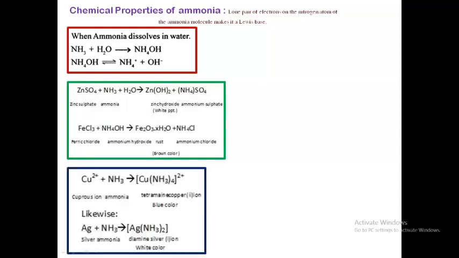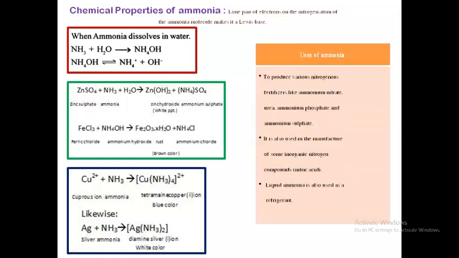Cupric ion reacts with ammonia to give a complex, that is tetraammine copper 2 complex ion, and this ion is blue in color. Same way, ammonia also forms a complex ion with silver, that is diammine silver 1 ion, oxidation state +1, and this is white in color.